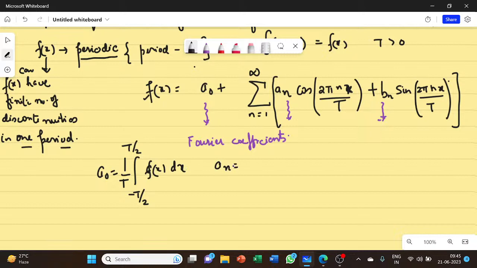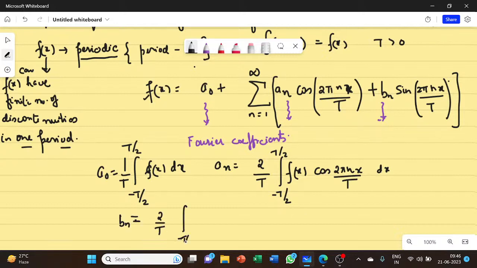Similarly, you can write a_n. What is a_n? It is simply 2 upon capital T, integral from minus T by 2 to plus T by 2, and then you can write f of x, and then cos of 2πnx upon T, and then dx. And what is b_n? b_n is simply 2 upon T, integral from minus T by 2 to plus T by 2, and then again you have this f of x, and then you have this sine of 2πnx upon T dx. So these are your Fourier coefficients, which we can extract from each of these.